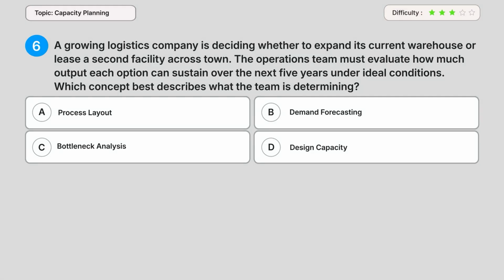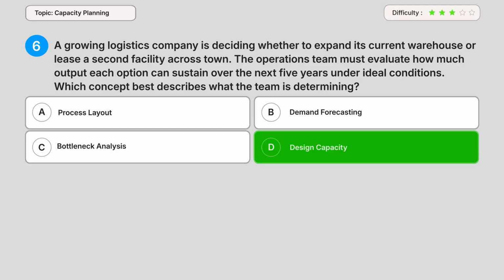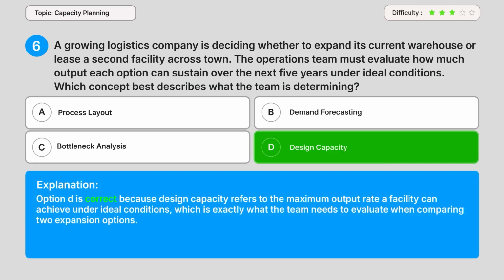Correct answer, D. Design capacity. Explanation. Option D is correct because design capacity refers to the maximum output rate a facility can achieve under ideal conditions, which is exactly what the team needs to evaluate when comparing two expansion options.